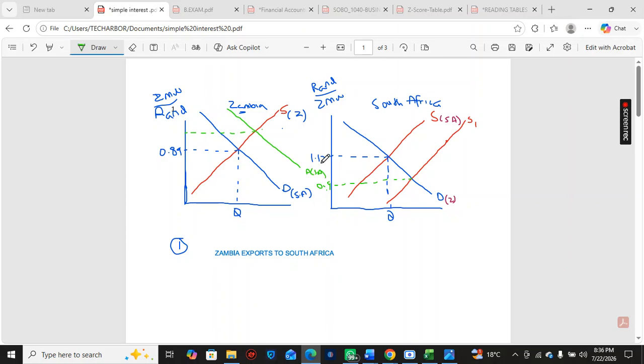Since 1 rand equals 0.9 kwacha, then 1 kwacha is just 1 over 0.9. If you want to get the other exchange rate, just put a 1 over it and you get it. 1 kwacha now becomes 1.11 rand. So the kwacha has appreciated in relation to the rand, and the rand has depreciated in relation to the kwacha. Any questions, colleagues, before we look at our second scenario?